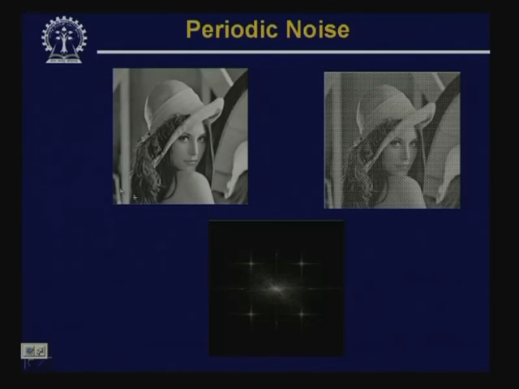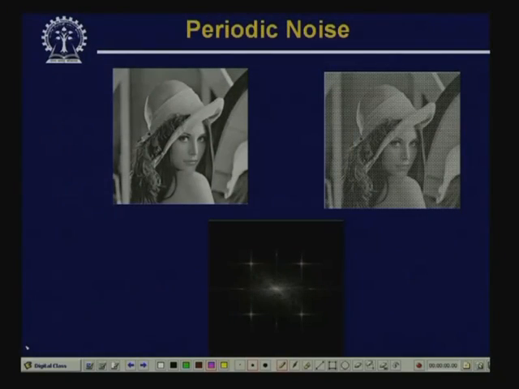Here we are taking the same image which we have taken a number of times earlier, and if you look closely at the rightmost image, you will find that it is contaminated with periodic noise. If I take the Fourier transform of this, you find there are a few bright dots: one here, one here, one here, one here, one here, one at this location and one at this location. All these bright dots tell us the frequency of the periodic noise which contaminates the image.